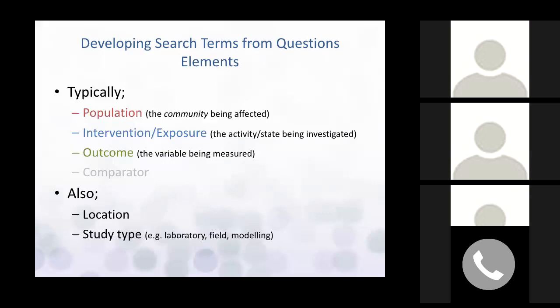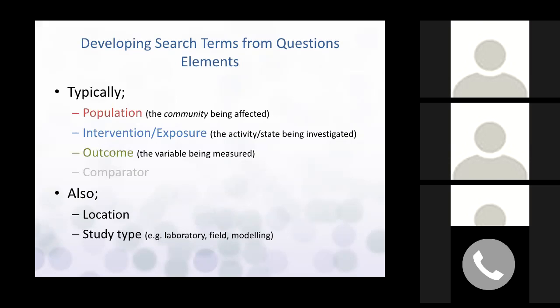Your intervention or exposure, like I started detailing with protected areas, those would be your search terms for that category. And then for outcome, the variable that's being measured, if say we're interested in looking at impacts on fish, we might want to look up things like fish abundance or fish health or fish species richness. Or if we know that there's a certain species of fish, we can start putting in those terms. And this will depend on what outcomes you're looking at.